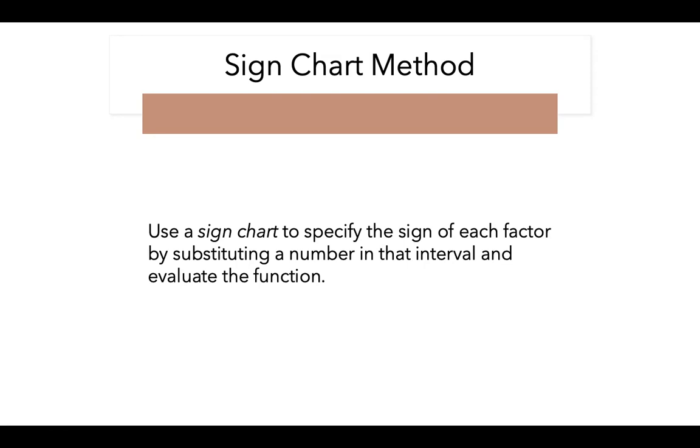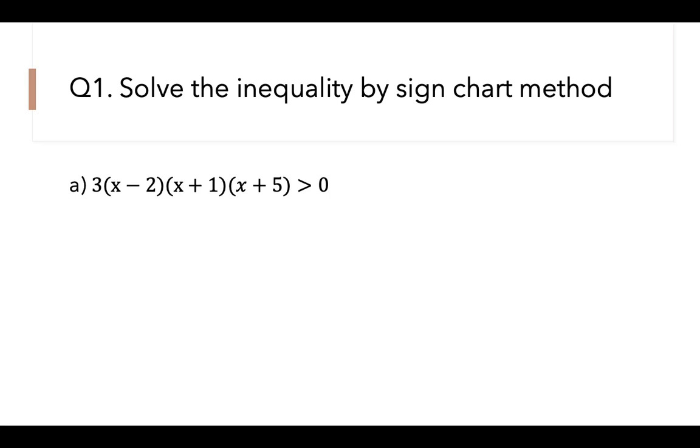Now, when we're solving inequalities, we need to use the sign chart method. The reason why we use a sign chart is to figure out the sign of each factor by subbing in a number in the interval, and we are going to evaluate whether the function is greater than or less than zero. Okay, so let me show you how to use a sign chart. The question is: solve this inequality.